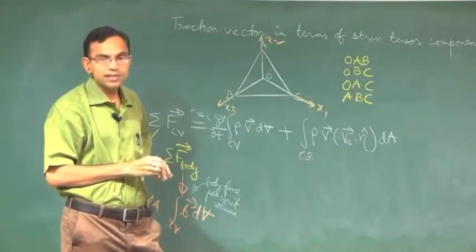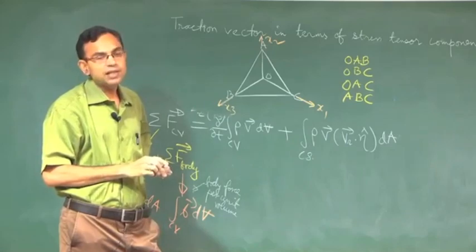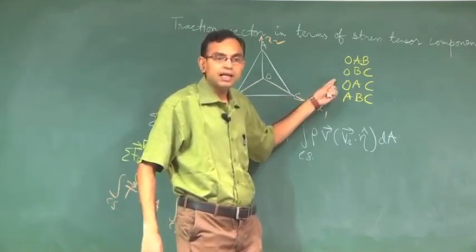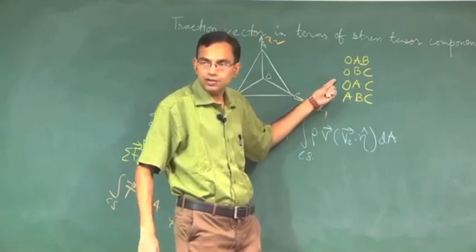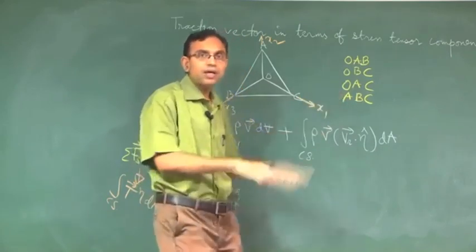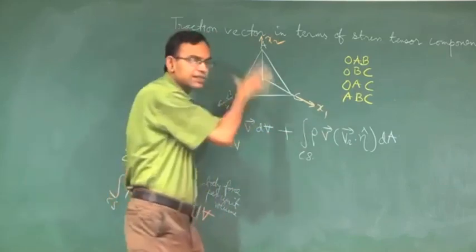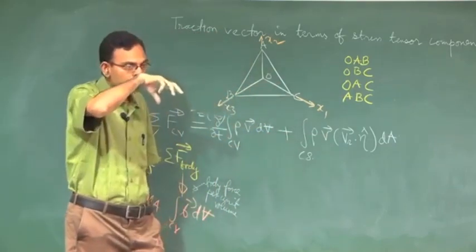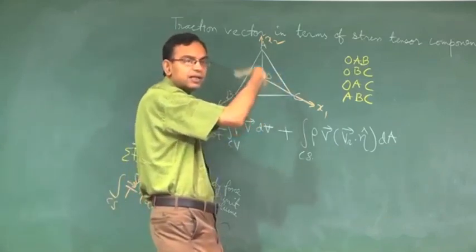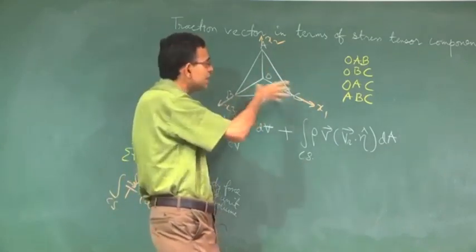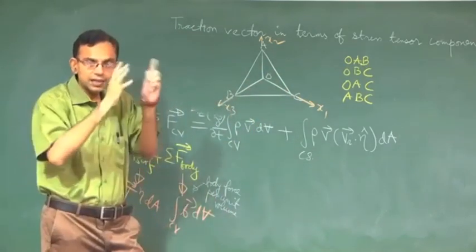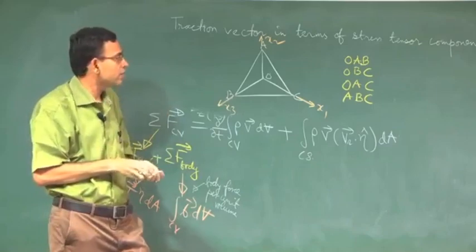Out of these 4 faces, 3 faces are very special. The first 3 faces have normals either along x1 or along x2 or along x3, but this has an arbitrary normal. So if we can write a force balance on this, then it is possible to express the traction vector in terms of the stress tensor components in the limit as we shrink this volume to 0. That is the motivation of choosing this volume.